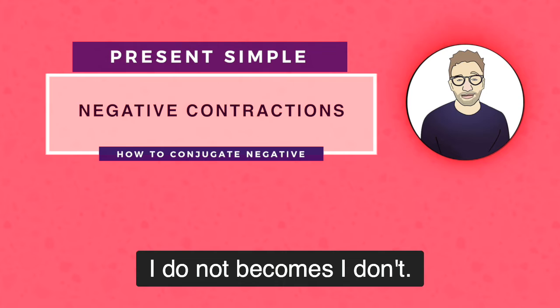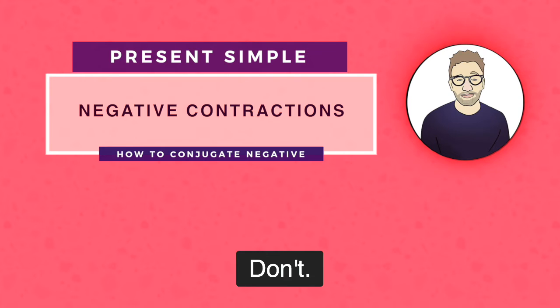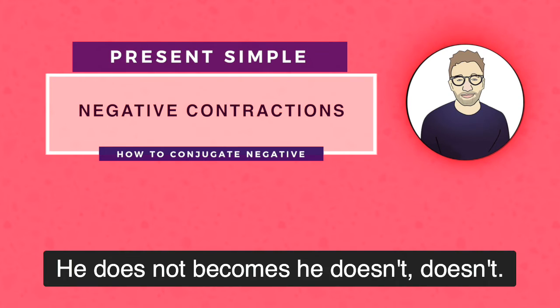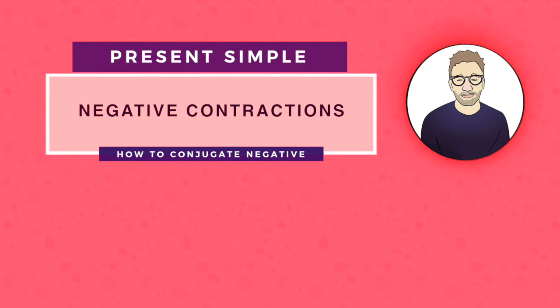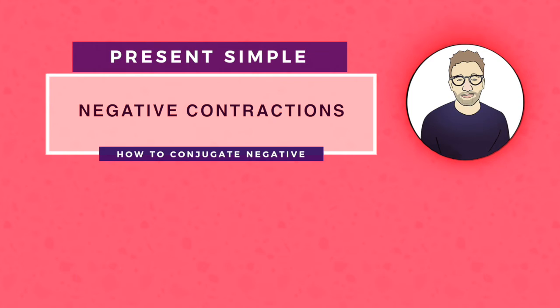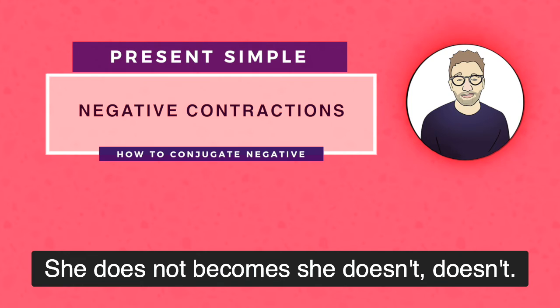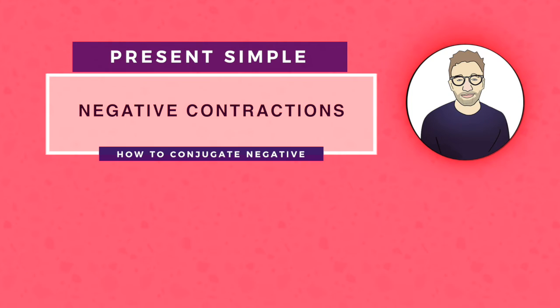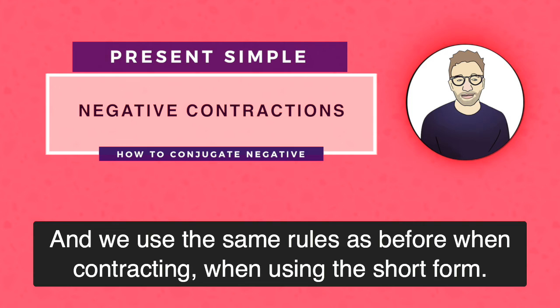I do not becomes I don't. He does not becomes he doesn't. We do not becomes we don't. She does not becomes she doesn't. And we use the same rules as before when contracting, when using the short form.